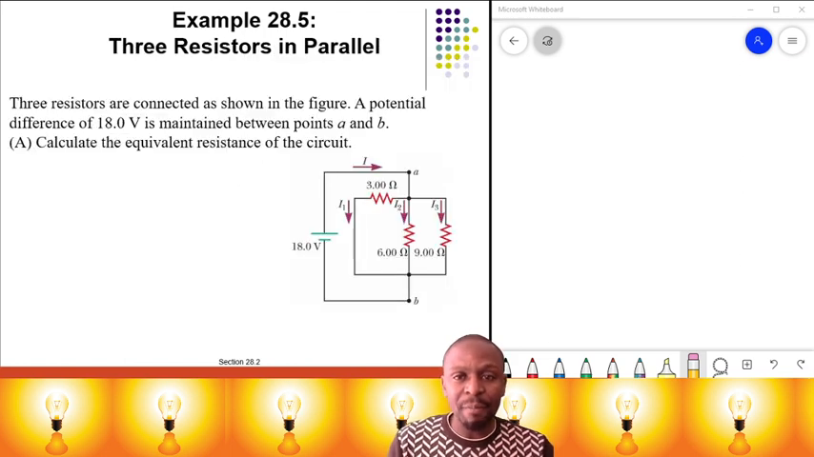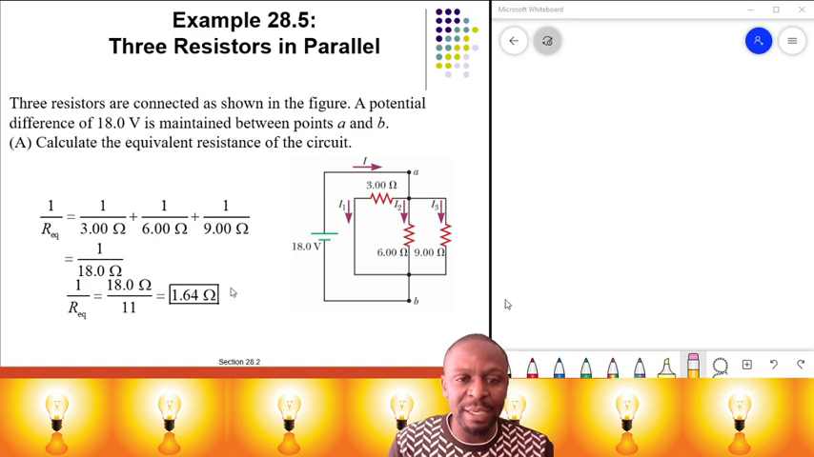Right. Now let us also do the following good example for the resistors in parallel. 3 resistors are connected as shown in the figure. A potential difference of 18 is maintained between point A and B. Calculate the equivalent resistance of the circuit. Because they are connected in parallel, you just use that equation and then you plug the values and then you end up with the R equivalent.